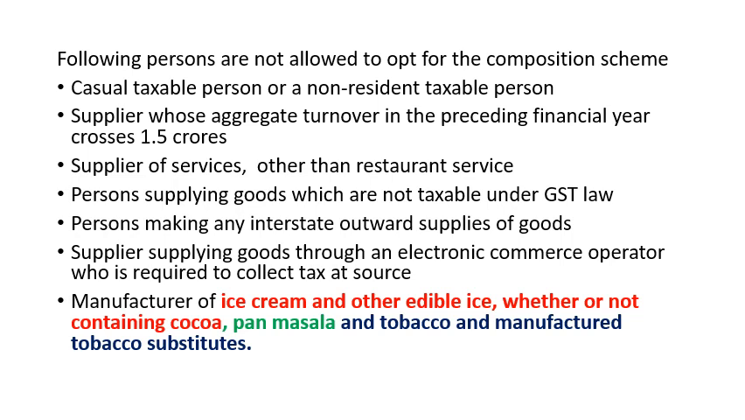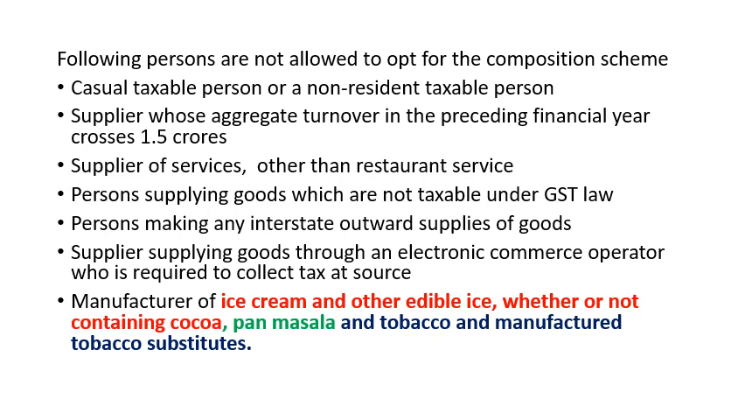Then a supplier supplying goods through an electronic commerce operator. This is like Amazon, Flipkart, Samsung. The e-commerce operator is required to collect tax at source, so they cannot opt for the composition scheme. Then manufacturers of ice cream and other edible ices, whether or not containing cocoa, pan masala, tobacco and manufactured tobacco substitutes cannot opt for the composition scheme.